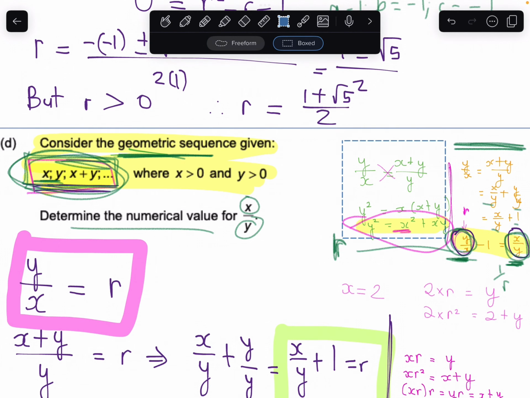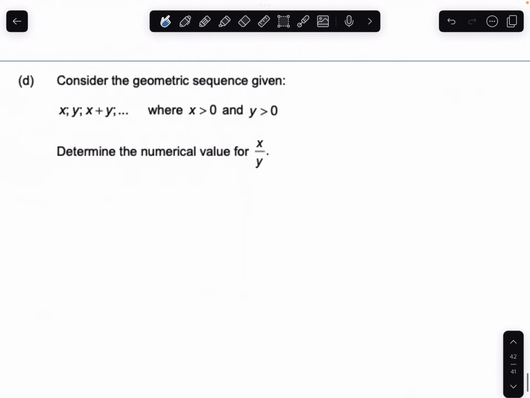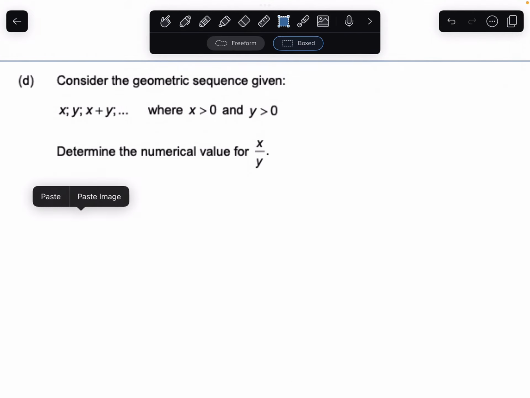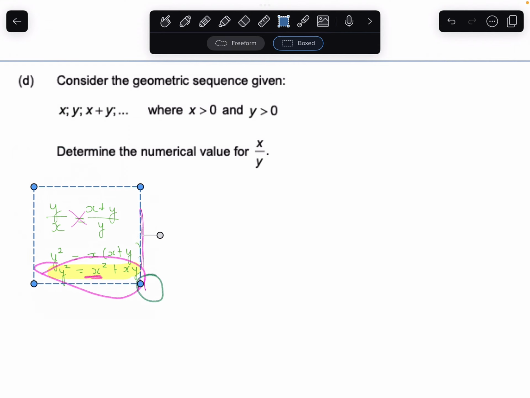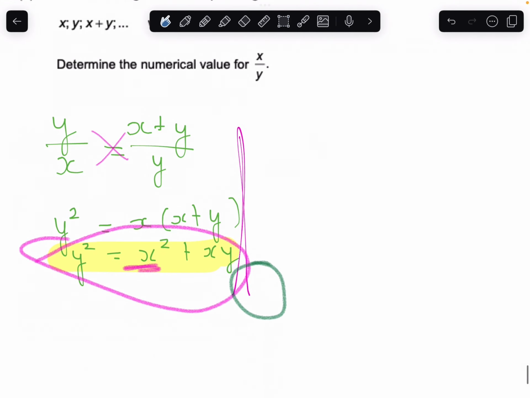Let's see how successful we can be here. Okay, copy over there and paste over here. Okay, not bad, not bad.